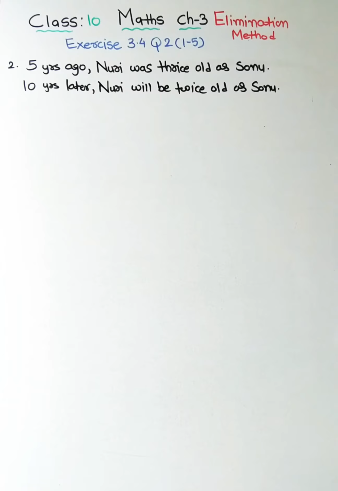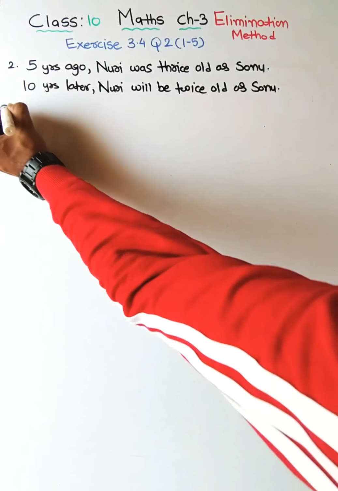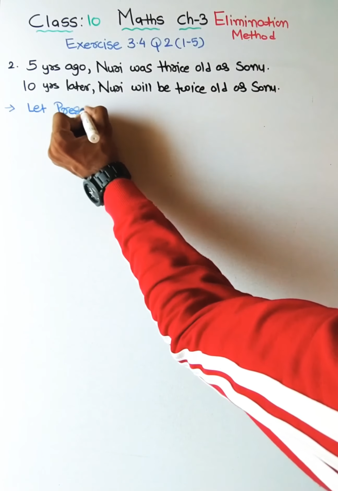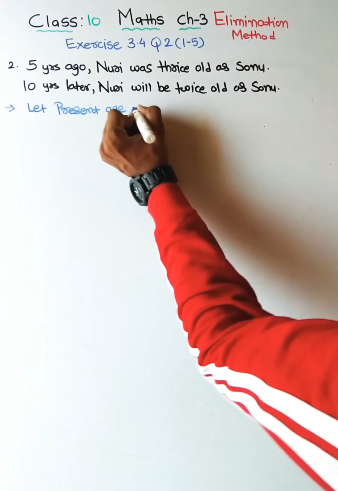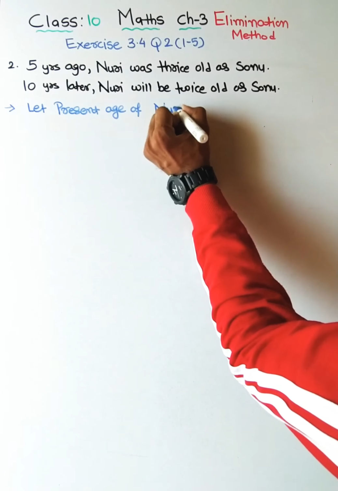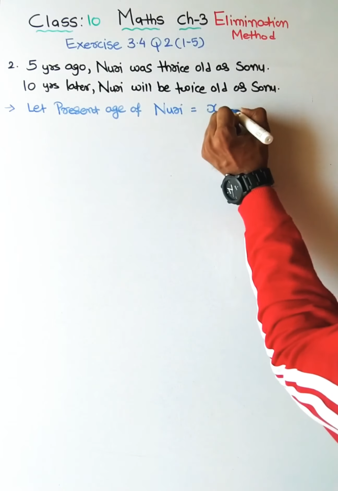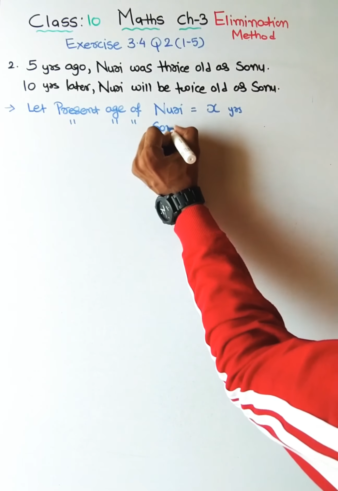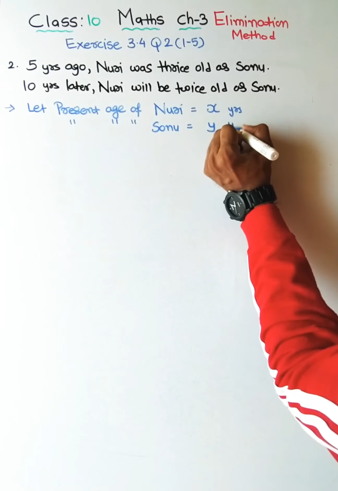Now the next question is, 5 years ago Nuri was thrice as old as Sonu. 10 years later Nuri will be twice as old as Sonu. So what we have to do? We have to find out how old Nuri and Sonu are. That means we have to find the present ages. So let us assume, let the present age of Nuri be x years, and in the same way the present age of Sonu be y years.